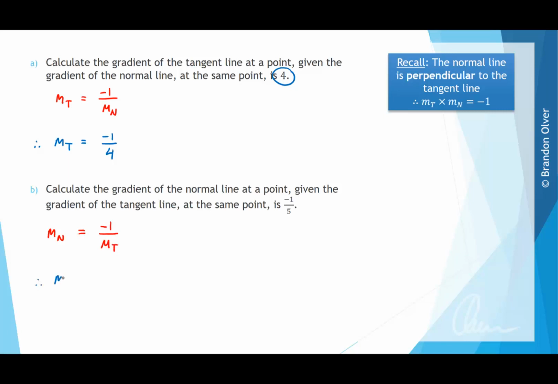Therefore, for part B, we have the gradient of the normal line is equal to -1 divided by -1 divided by 5, because that's the gradient that we're given for the tangent line. And now, when we divide by a fraction, we can flip the fraction or multiply by the reciprocal. So we're going to have -1 times -5 over 1. And -1 times -5 over 1 is simply equal to +5. So that's the gradient of the normal for part B.